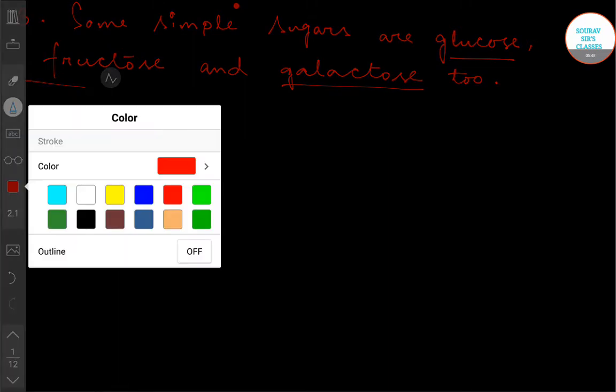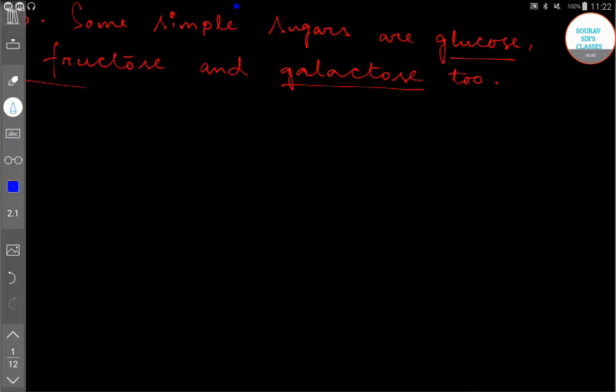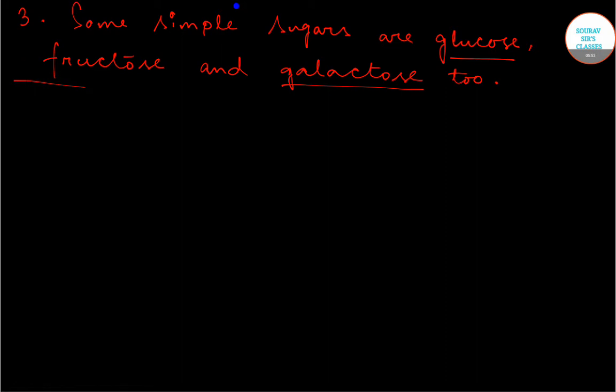So now let me change the color. Okay, now the first one was glucose, the grape sugar or dextrose.